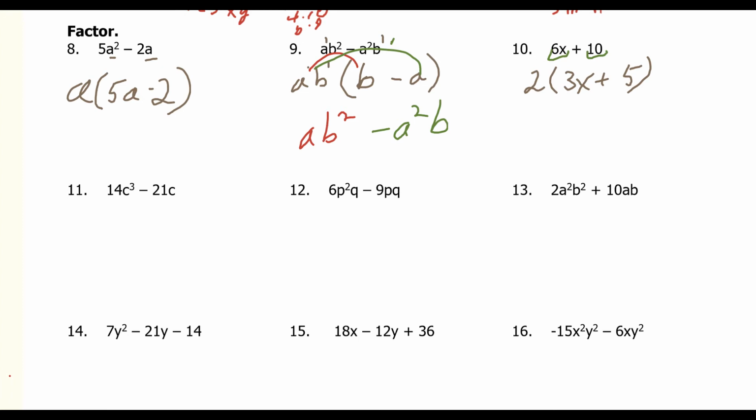Number 11. Is there a number that will go into both 14 and 21? 7. 7 will go into both 14 and 21. It goes into 14 twice, 21 3 times. So, we can go ahead and pull out our 7. And then the lowest variable is going to be c. So let's see, 7c on the outside of 2c squared minus 3. And there we have it.